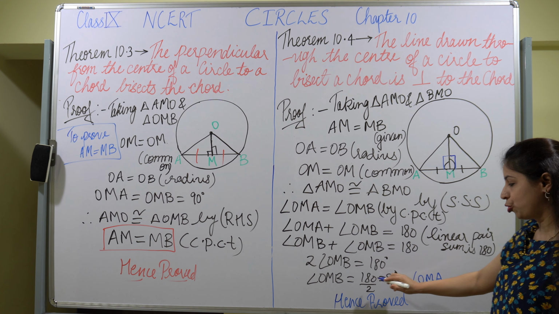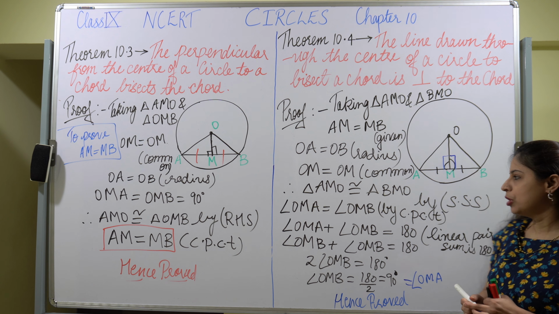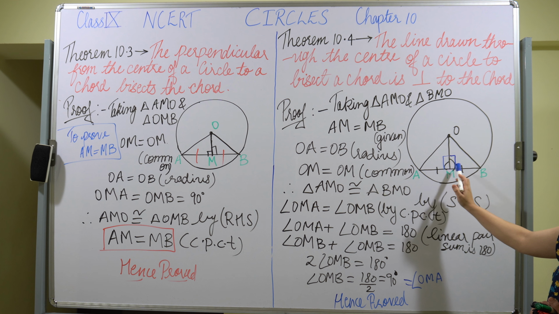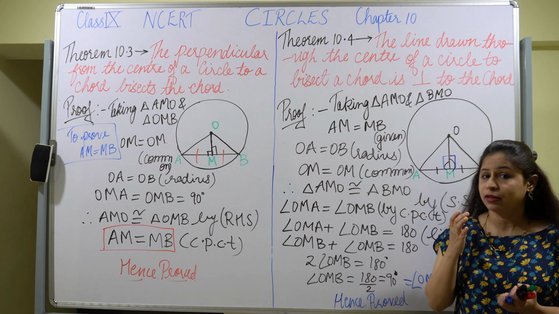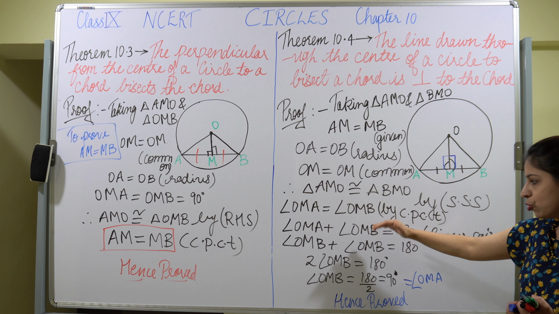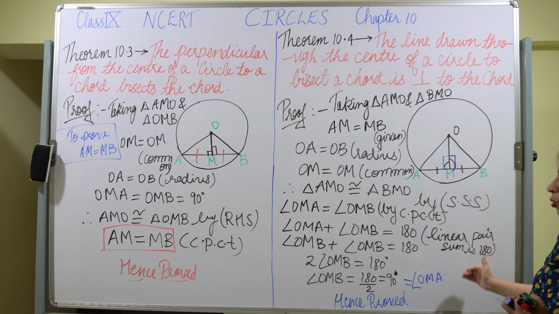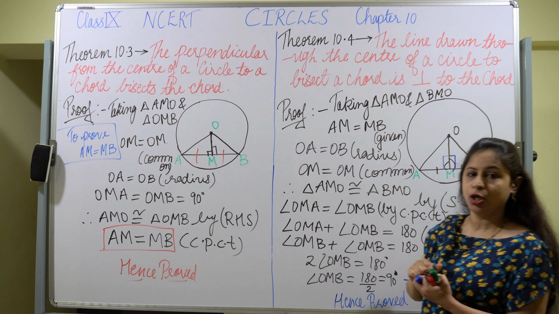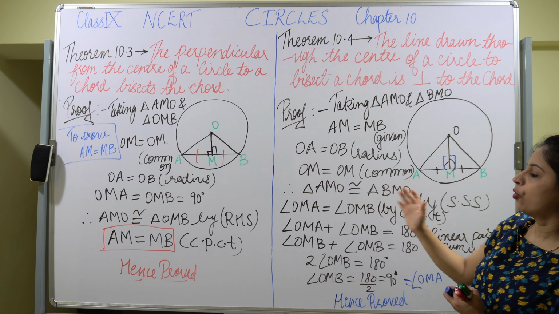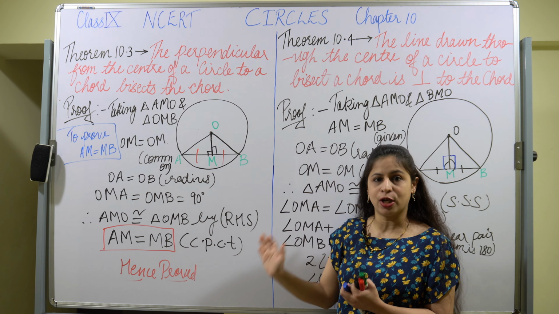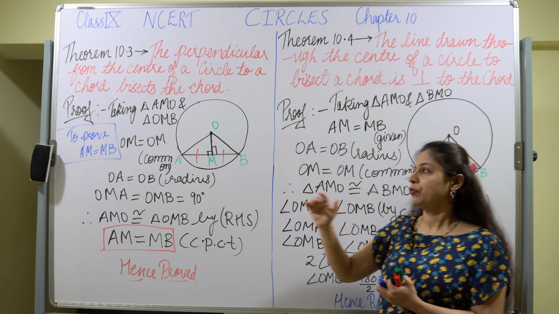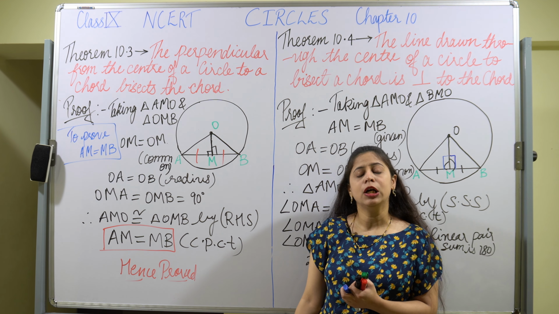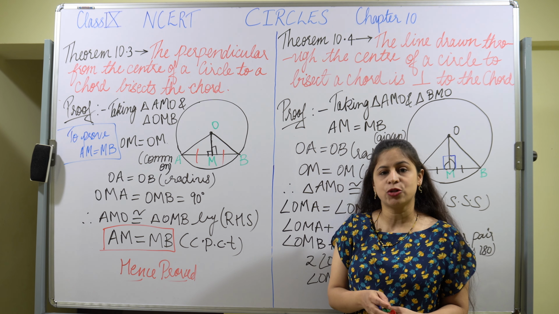This step is important to show that it is equal to 90 degrees. Students just leave it over here after showing the angles to be equal. But angles being equal does not prove that they are 90 degrees. So we also have to cover these steps in order to prove that OM is perpendicular to the chord AB. In this manner, we have to prove both the theorems. This theorem 10.4 is just the converse of theorem 10.3. In this session we have proved theorem 10.3 and 10.4. In the later sections, we will be proving the rest of the theorems.